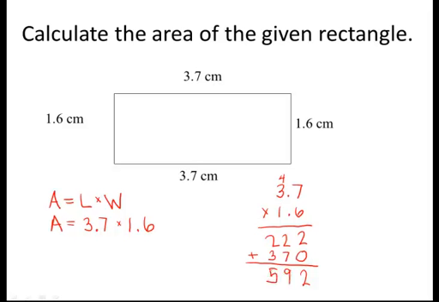Now, because 3.7 had 1 digit to the right of the decimal point, and 1.6 had 1 digit to the right of the decimal point, my answer requires a total of 2 digits to the right of the decimal point. So I'll put my decimal point in, and now I know that the area equals 5.92 square centimeters.